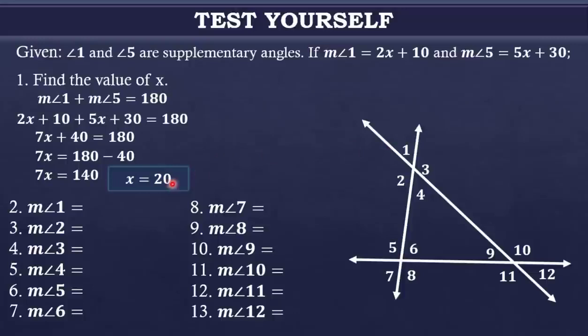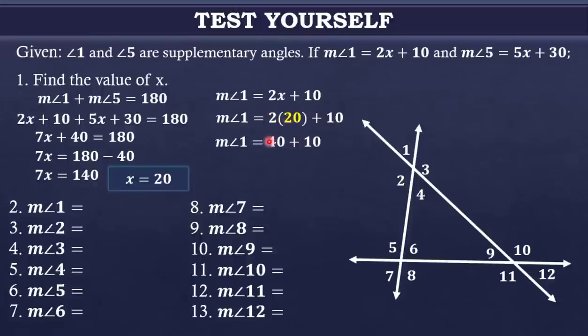So, substitute natin ito, yung nakuha natin yung value ng x dun sa measure ng angle 1 na 2x plus 10. So, lagay natin siya dito. So, 2 times 20. So, this is 40 plus 10. The measure of angle 1 is 50. So, meron ka na agad na isang angle dito. That is 50 degrees. Okay.